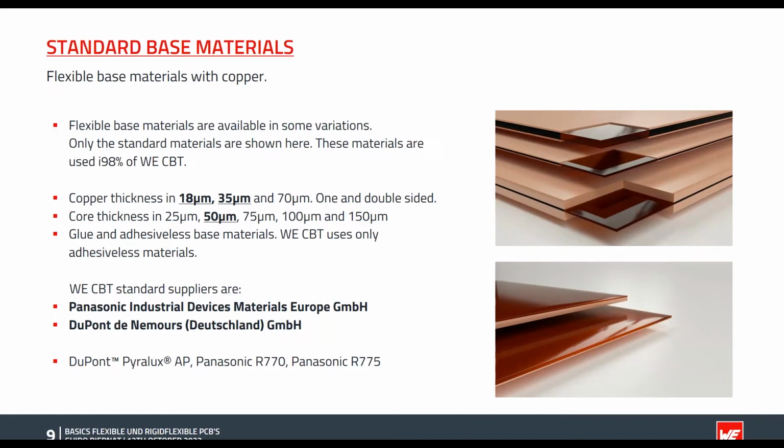These materials are used in 98% of our electronics. The copper thickness of the base material is standard 35 microns, and 70 microns is also possible, single or double sided material. The core thickness of the polyimide core comes in different variations: 25 microns, 50 microns, 75 microns, and 100 microns. This kind of thickness is standard for Würth Elektronik.